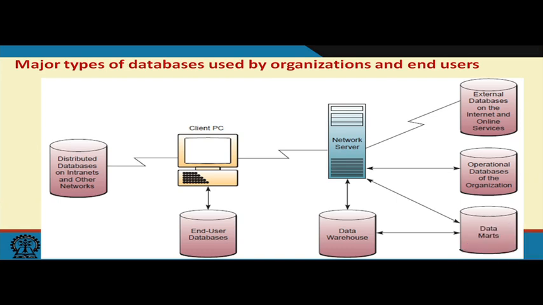Besides these relational database systems, which are behind every application, there are other major databases used in an organization by its end users. They can be individual end user databases, they can be distributed databases, and there is the transactional database that we have just talked about. Then you can get data from some external databases, like stock prices, etc.